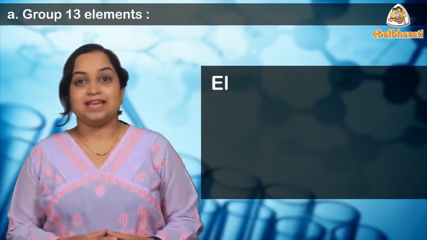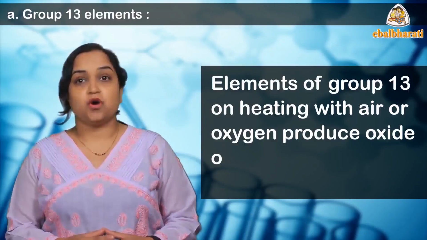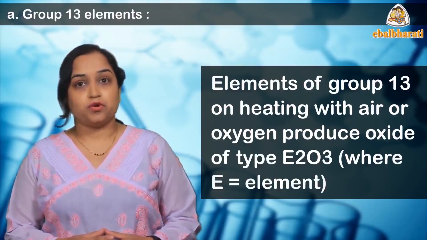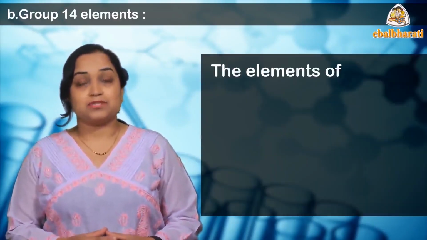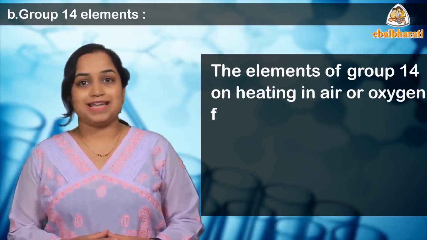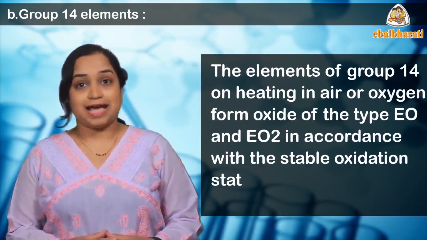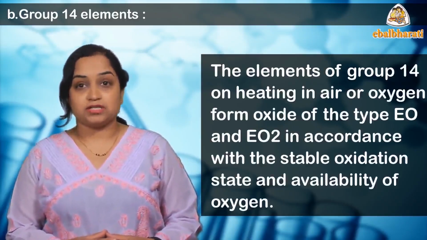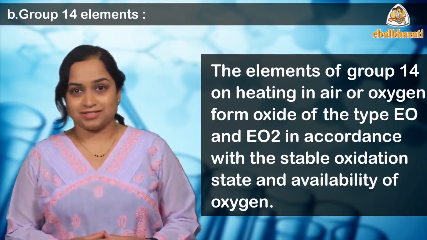Reactivity towards air, oxygen. First, group 13 elements. Elements of group 13 on heating with air or oxygen produce oxide of type E2O3, where E equals the element. Second, group 14 elements. The elements of group 14 on heating in air or oxygen form oxides of the type EO and EO2 in accordance with the stable oxidation state and availability of oxygen.